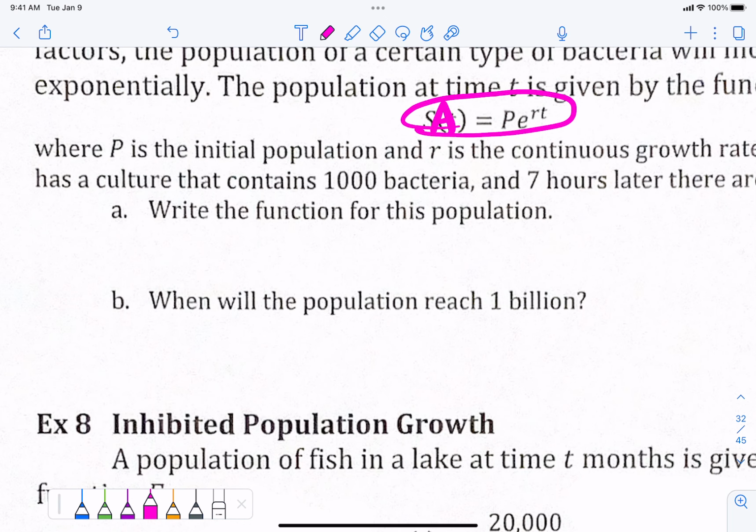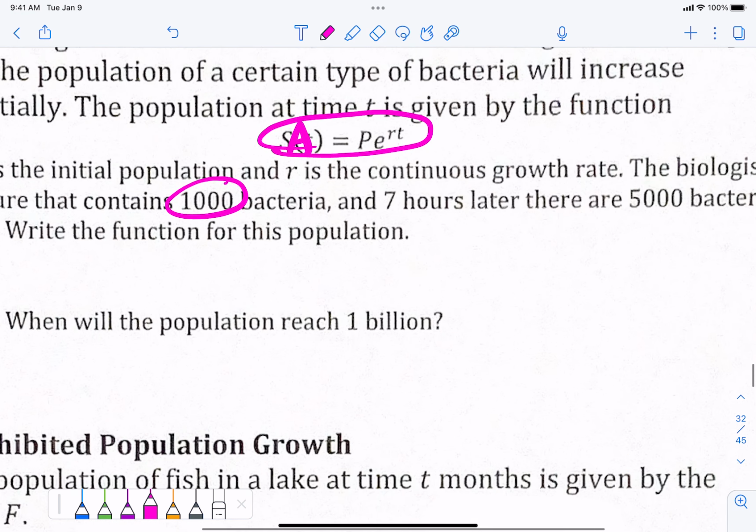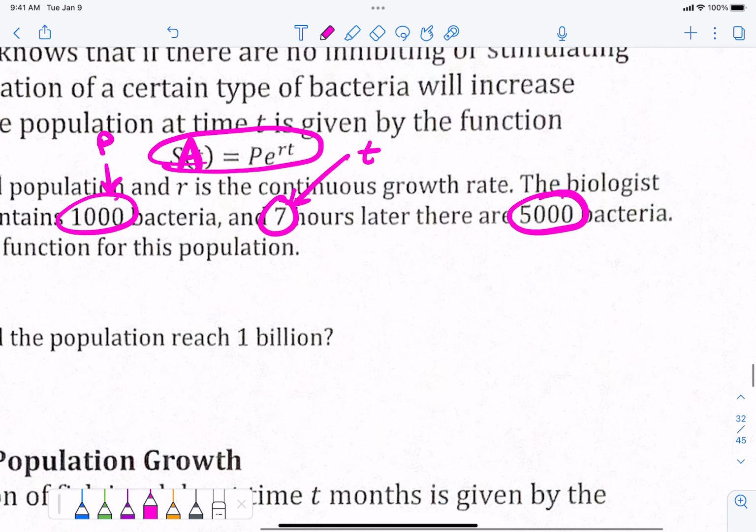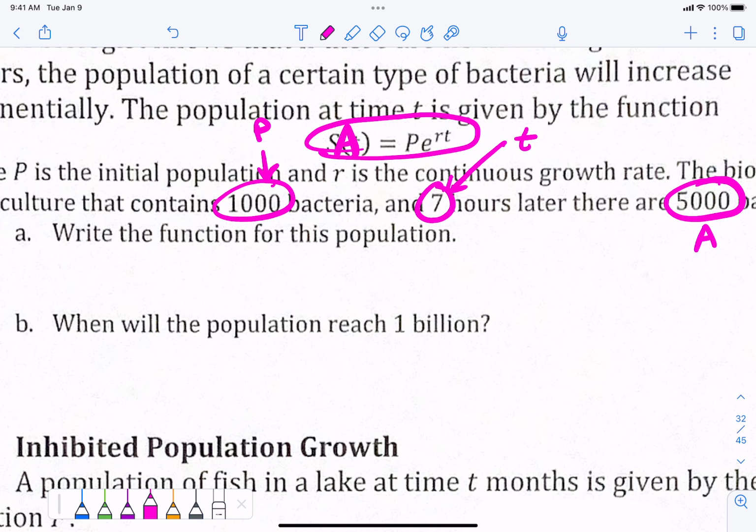All right. The biologist has a culture that contains 1,000 bacteria. What is that? P. Okay. 7 hours later, that is T, there are 5,000 bacteria. That is A. That's A. Okay. They want us to write the function for the population.